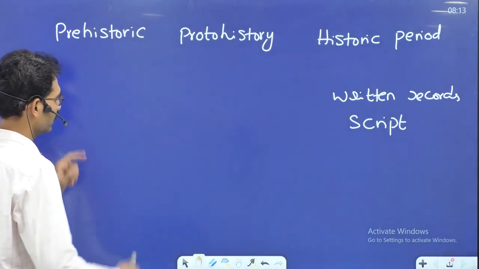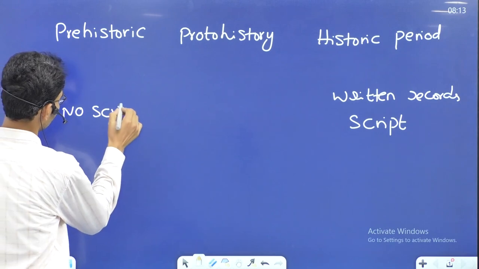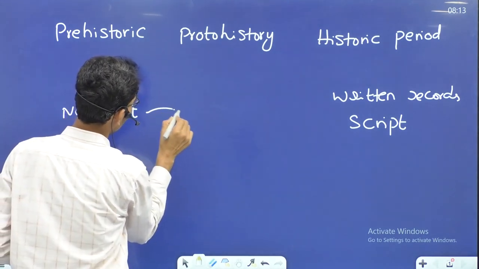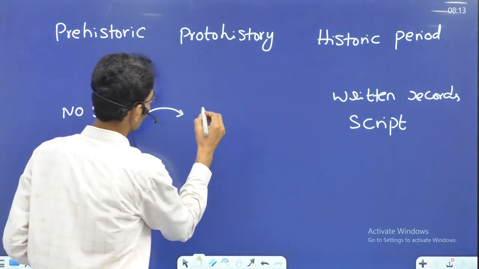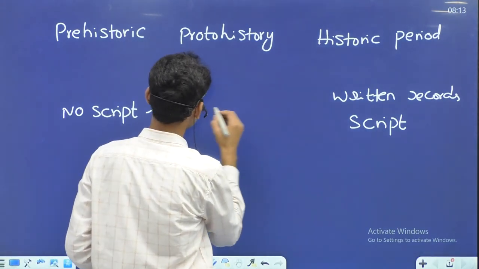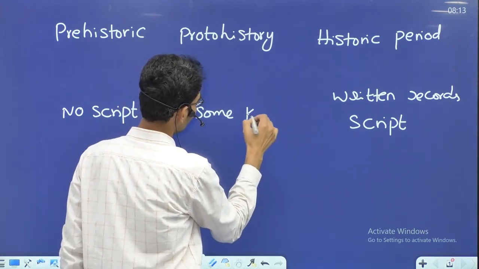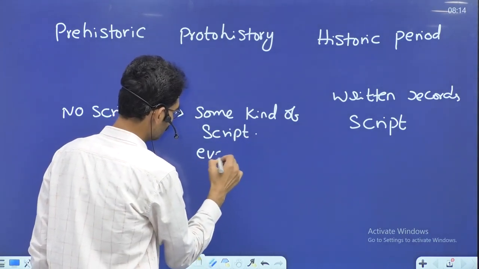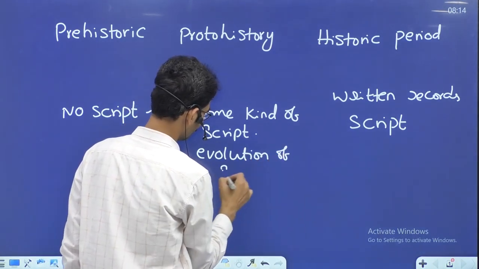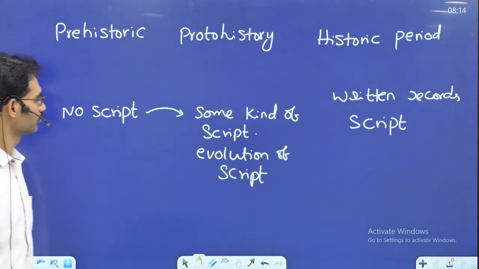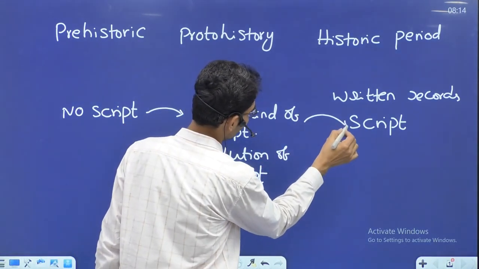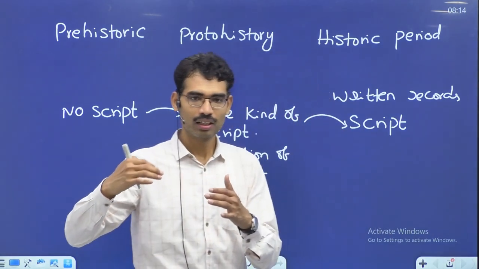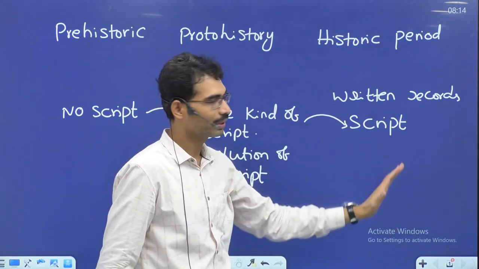But when it comes to this prehistory, there is no script. No script at all. And this is the transition. Like, when it comes to this period, some kind of script or evolution of script. This will fully evolve into the script which we can read properly and we can categorize this particular time period as historic time period.